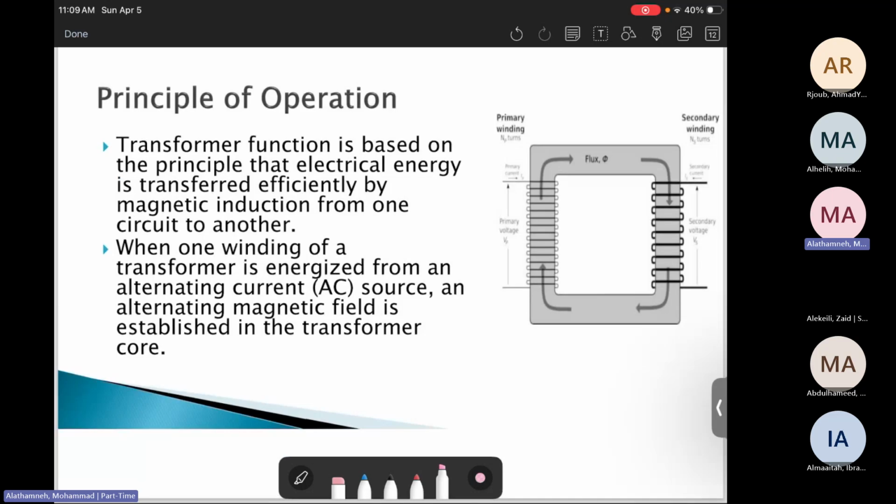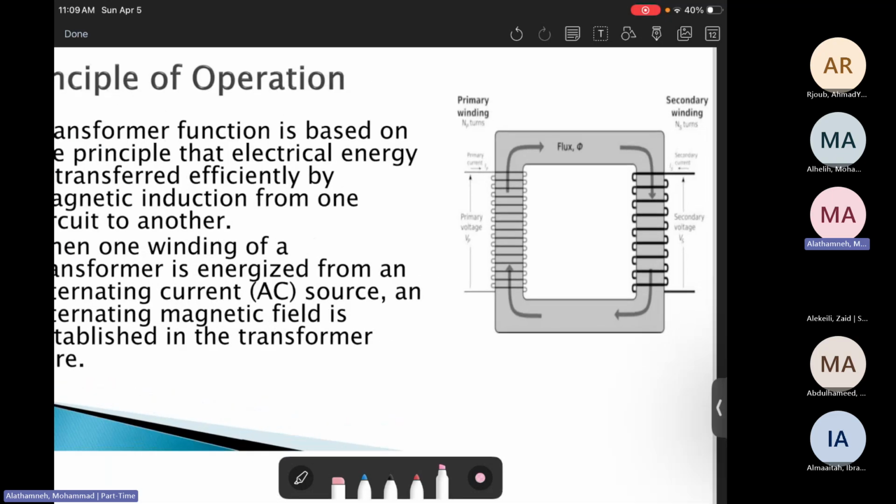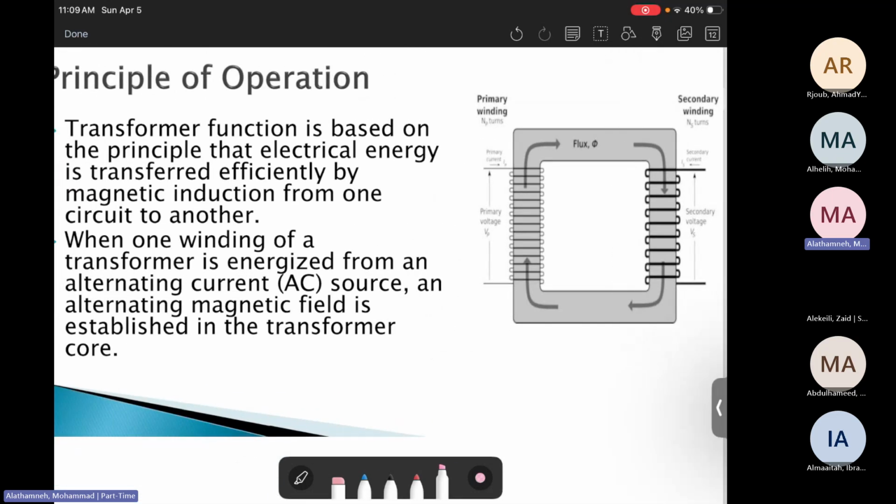Here is the principle of operation. Basically, here is what the transformer looks like. There is a core, and there's a primary winding and secondary winding. Then the current goes inside the primary, and the current across the secondary will be produced because there will be a flux. There is a flux and there is a current going on. This will produce a current on the secondary side.